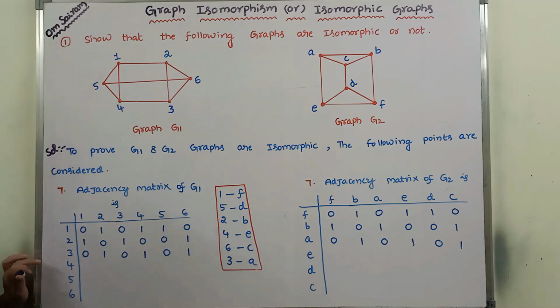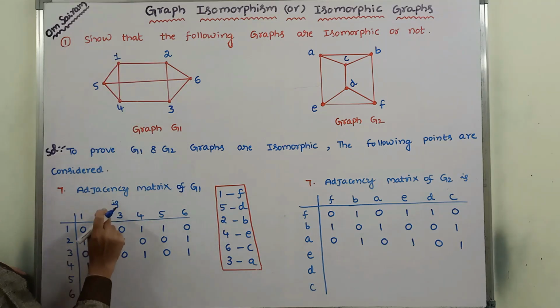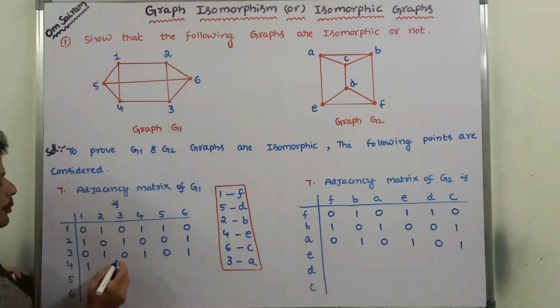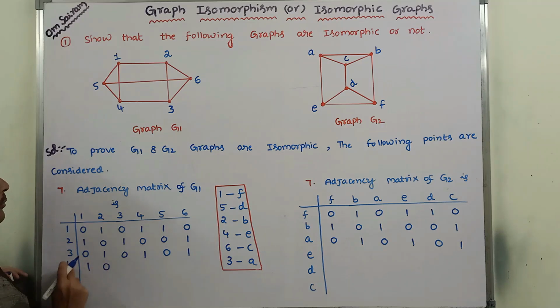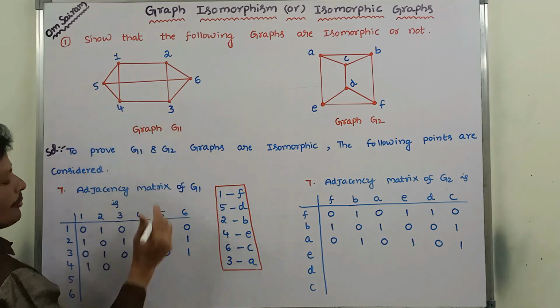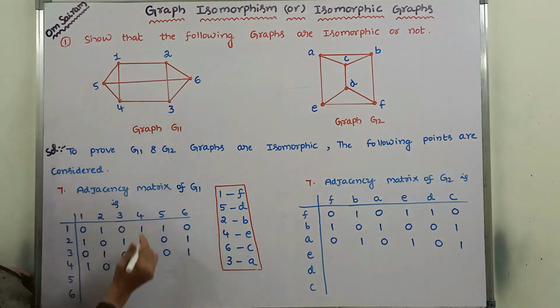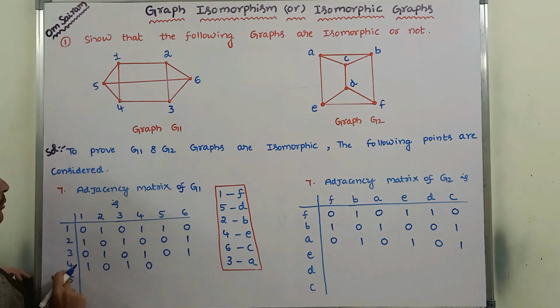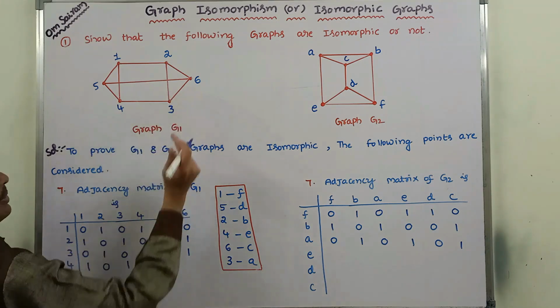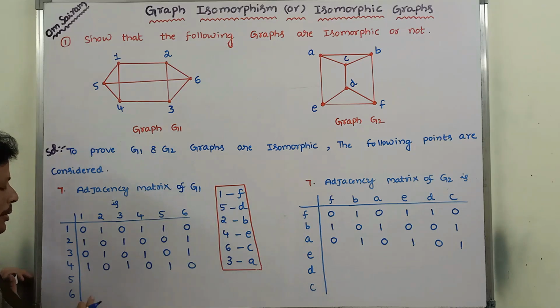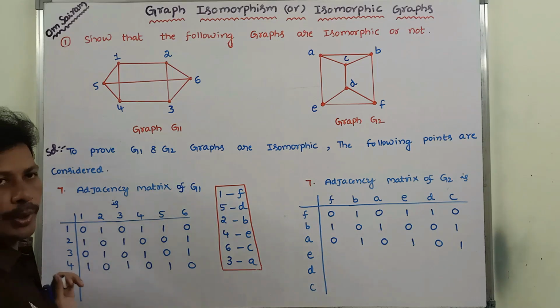Next go for fourth row in G1. 4 to 1, there is an edge between 4 to 1, so its value is 1. 4 to 2, there is no edge between 4 and 2, so its value is 0. 4 to 3, there is an edge between 4 and 3, so its value is 1. 4 to 4, there is no self loop here, so its value is 0. 4 to 5, there is an edge between 4 and 5, so its value is 1. 4 to 6, there is no edge between 4 and 6, so its value is 0. 1, 0, 1, 0, 1, 0 we are getting.